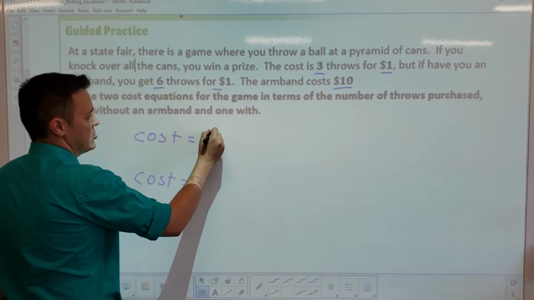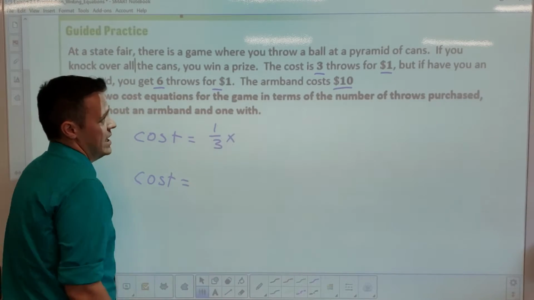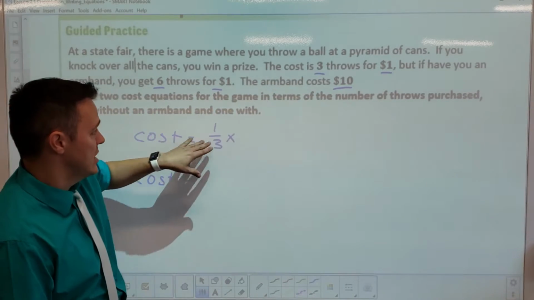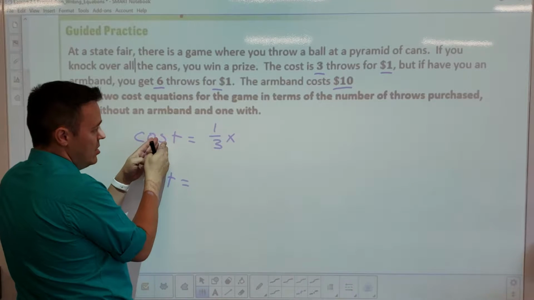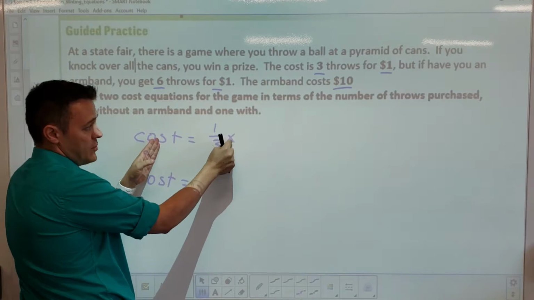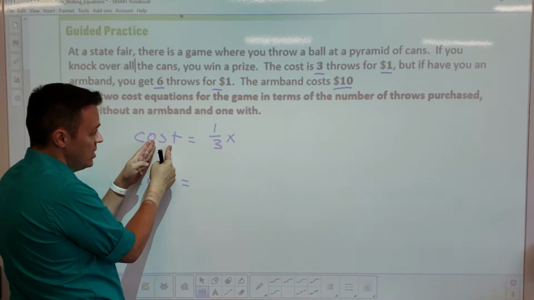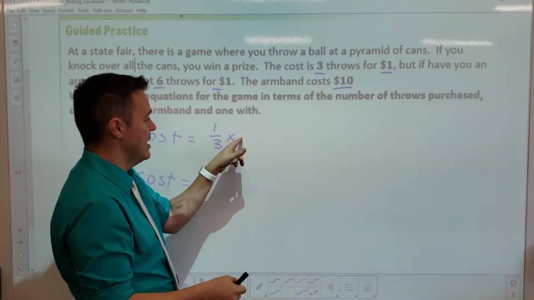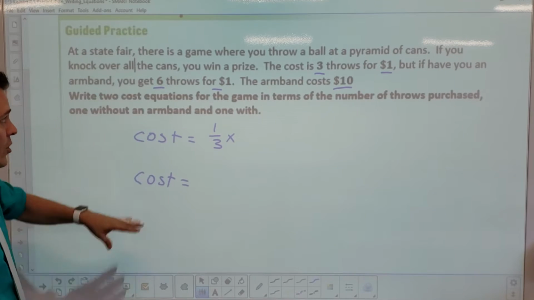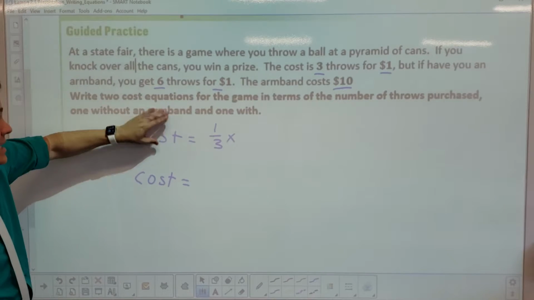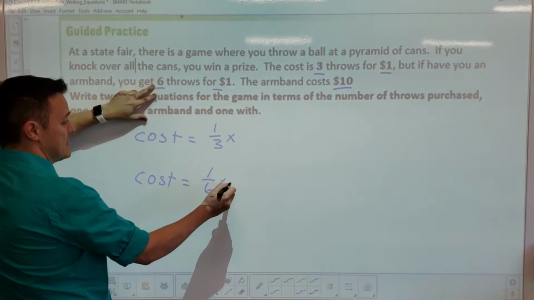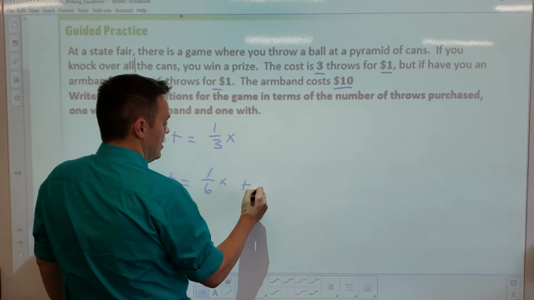Well, the actual answer in this is 1/3 x. Okay, so the original cost here is for every 3 throws, you get $1. So if I spend $1 here, how many throws do I get? 3. If I spend $2 here, 6 over 3 is 2, so I'd have 6 throws. So that's kind of what we're going for. And so hopefully you guys can then see for the other armband, with the armband, it would be 1/6 x plus the cost of the armband, plus 10.